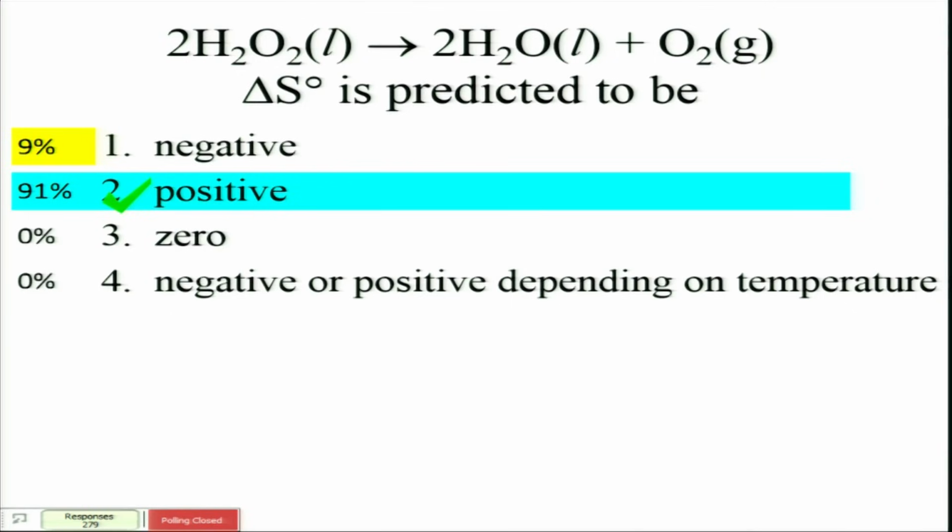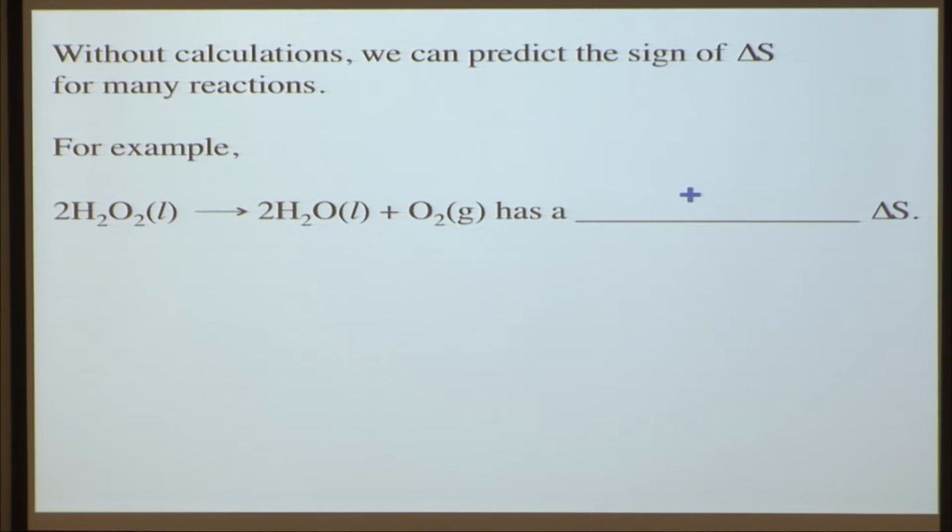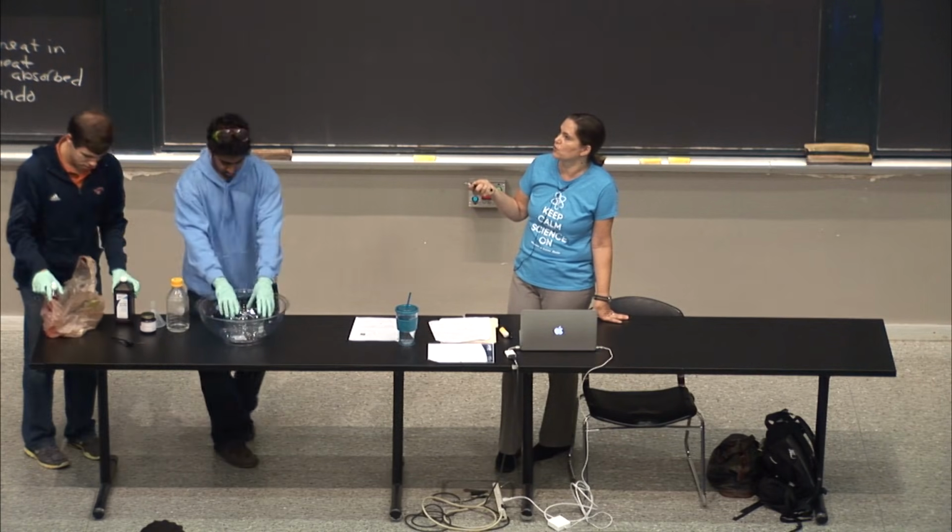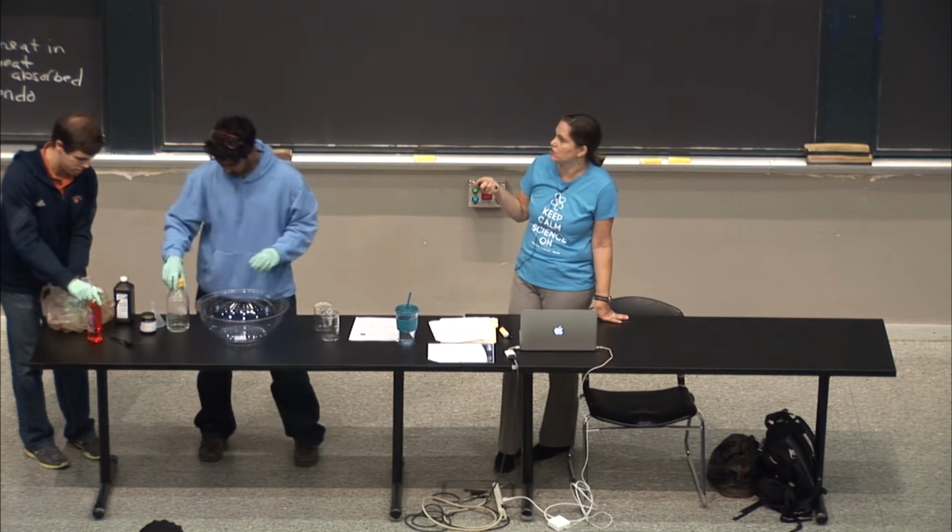Good. So you predicted positive, which is the correct answer. And so here we're going from a liquid to a liquid and a gas. And so going to the gas, that'll increase the disorder of the system, so delta S will be positive. So now we're actually going to do a demo of this particular reaction. And so we have hydrogen peroxide, which can just be bought at a CVS or a local drugstore. And it will go to liquid water and also oxygen gas.